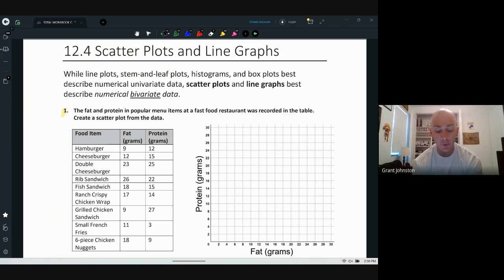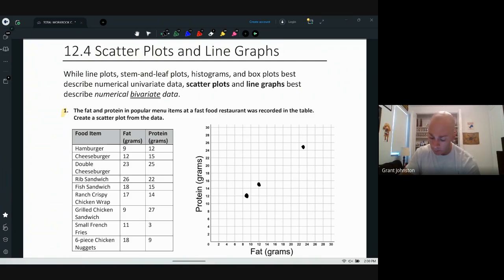So it says the fat and protein in popular menu items at a fast food restaurant was recorded in the table. Create the scatter plot for the data. Okay, so let's do it. Hamburger has 9 grams of fat and 12 grams of protein. So here for the hamburger. Cheeseburger, 12 and 15. Here. Double cheeseburger, 23, 25. There.